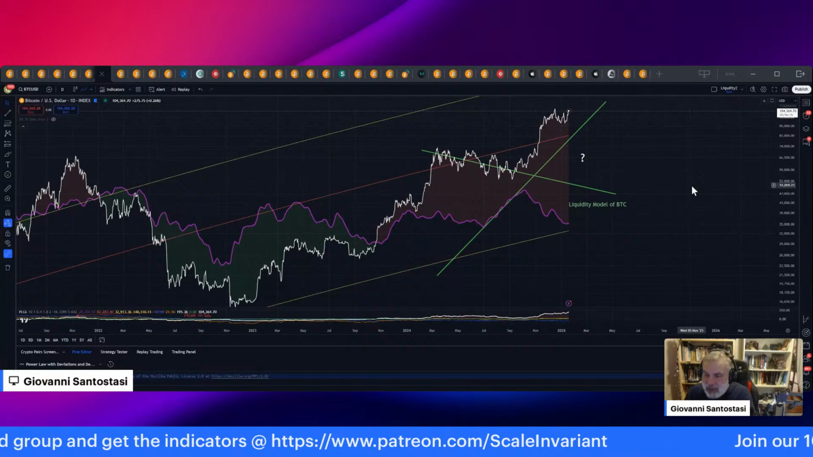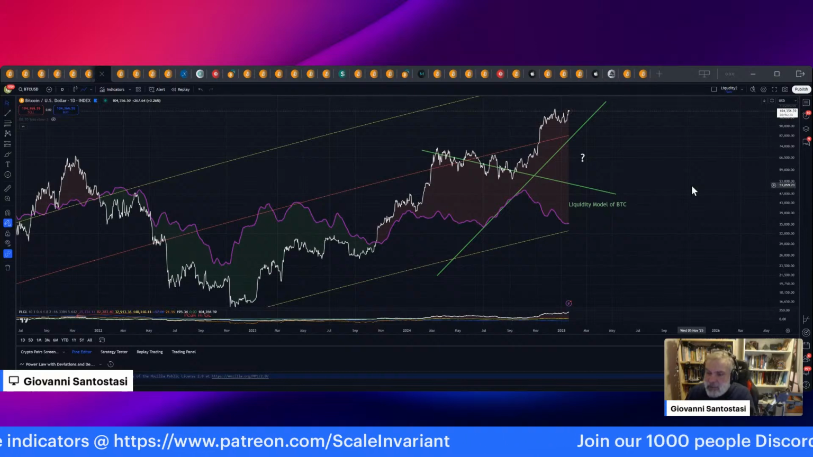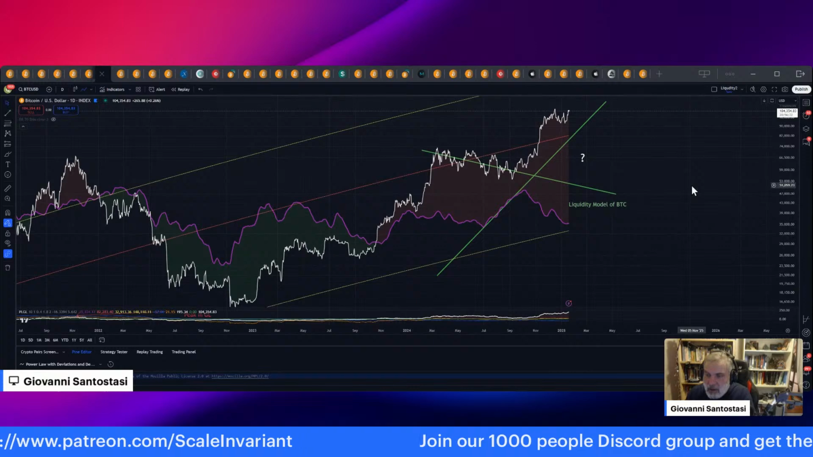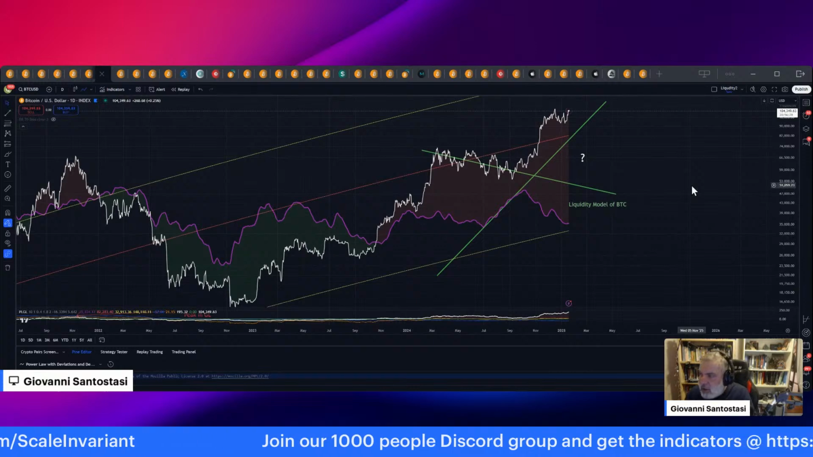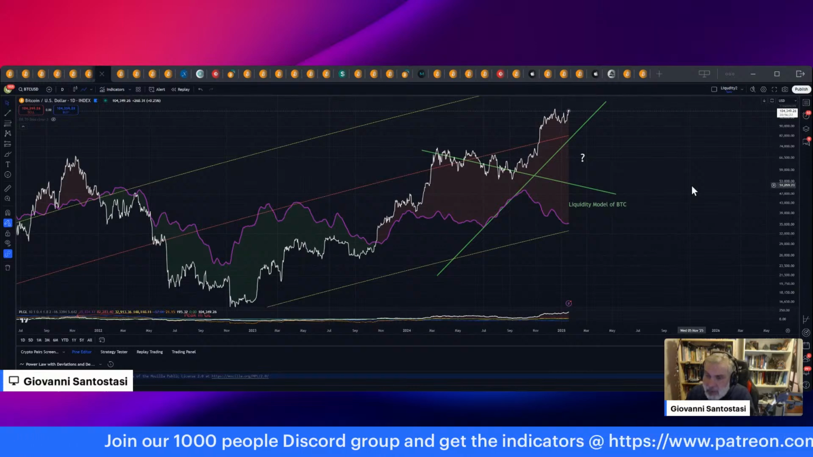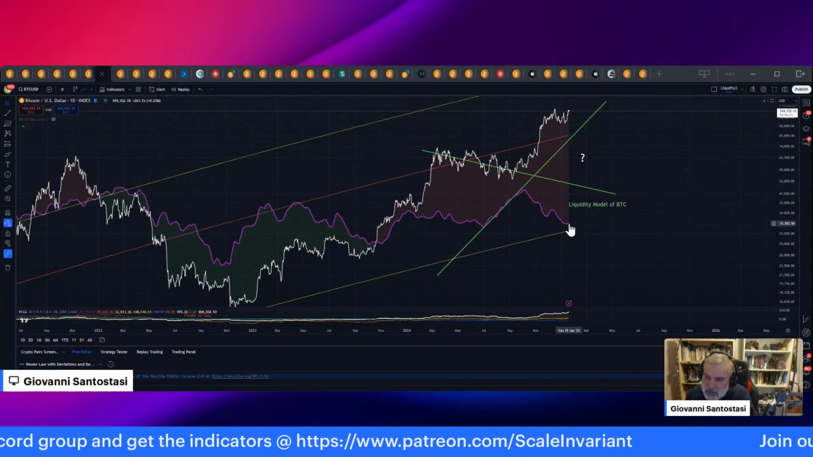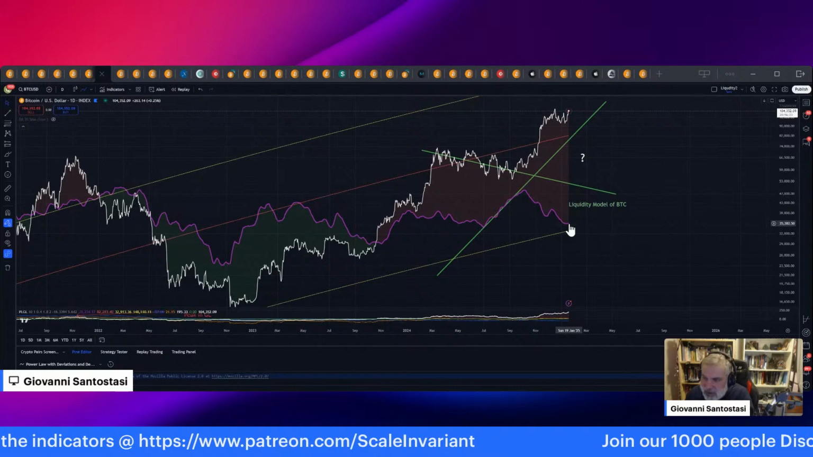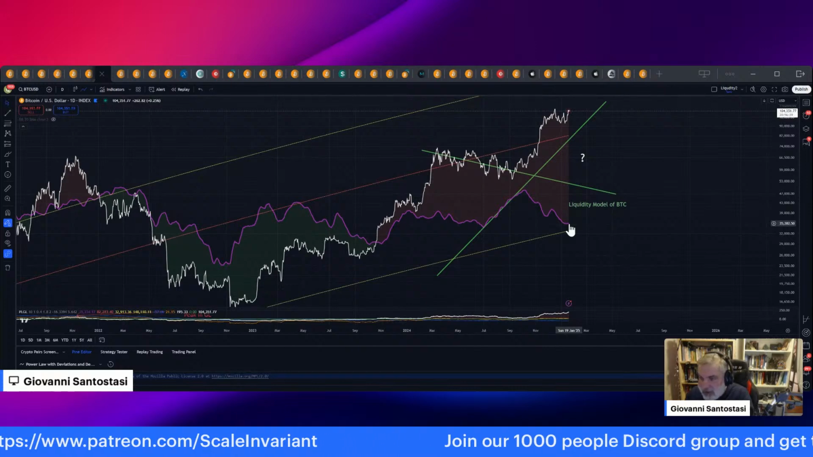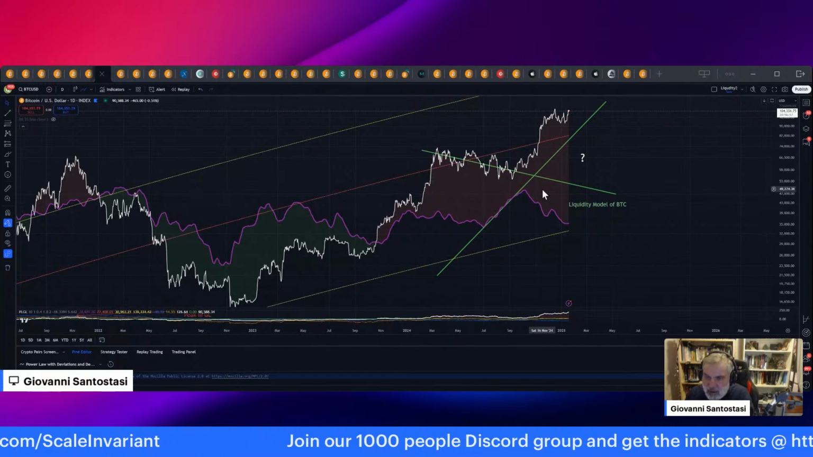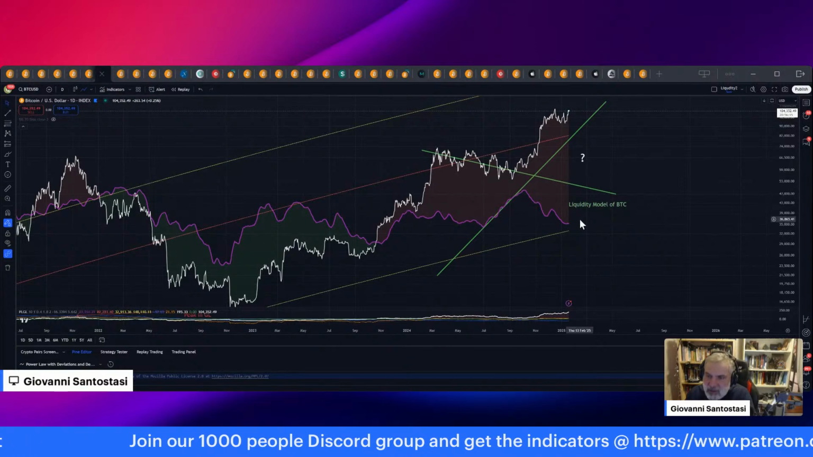So this purple line is supposed to be the price for Bitcoin if it depended only on global liquidity. And so you can see it's much undervalued, right? Right now it's supposed to be 35,000. And so what is the interpretation of that?